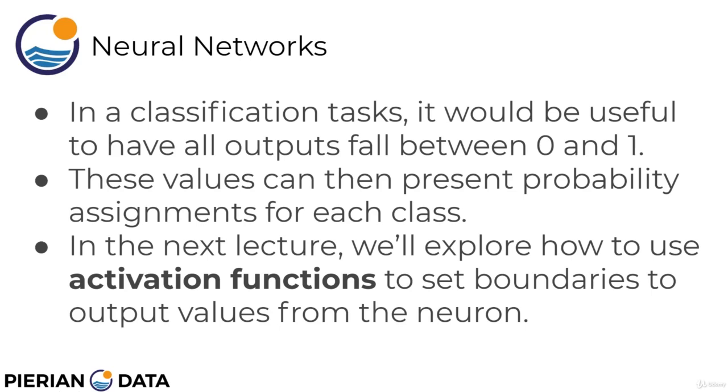So you should already start thinking of, well, what kind of functions can we apply to those inputs times the weights plus the bias in order to put constraints or upper and lower limits on what the neuron will actually spit out. And that's where activation functions come into play. So in the next lecture, we're going to explore how to use activation functions to set boundaries to output values from the neuron, instead of just summing everything up like we did in that simple perceptron model.